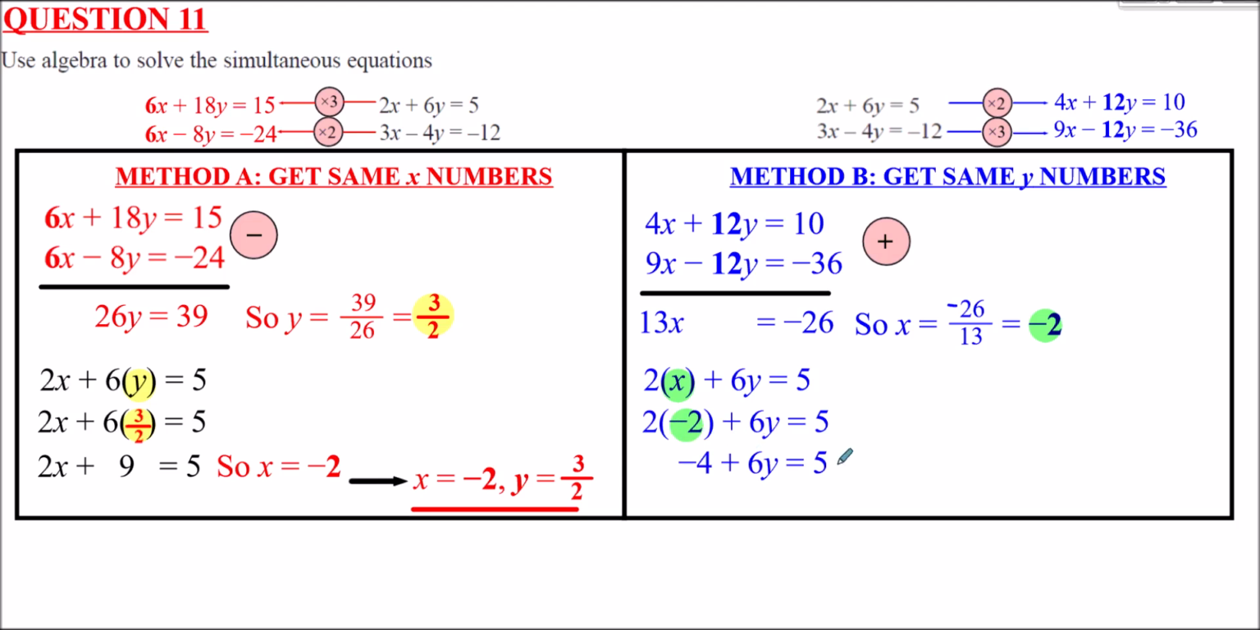If I now add 4 to both sides, I get 6y equals 9. Then finally dividing by 6, y must be 9 divided by 6, which simplifies to 3 over 2. So therefore, I've got x being negative 2 and y being 3 over 2. So that's my complete solution, which you'll spot is exactly the same as what I had here. So no matter which round you go, the answer to these is x equals minus 2 and y equals 3 over 2.